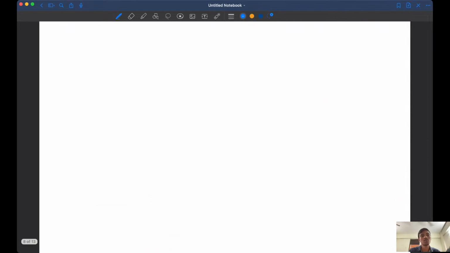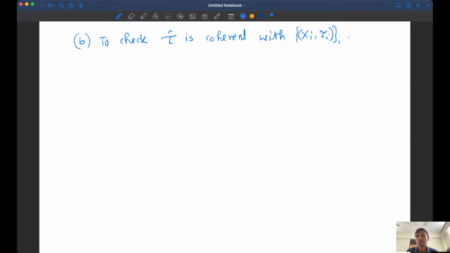So, to check tau hat is coherent with this collection xi, small tau I, we need to show u belongs to this tau hat if and only if u intersection xi belongs to this small tau I for all I. That is the coherentness exactly. I just wrote the definition of the coherentness.